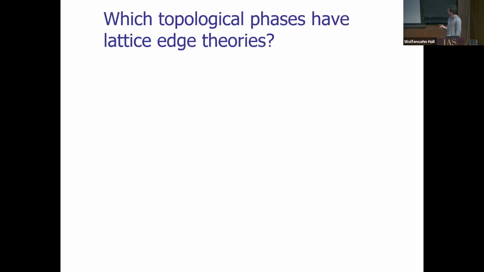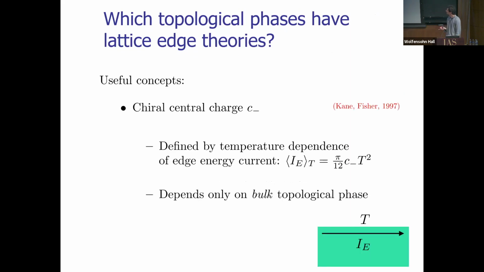A basic question you can ask is, more generally, which topological phases have lattice edge theories, and what do those lattice edge theories look like? So to answer that question, there are two useful concepts we need to discuss or review. One is the notion of the so-called chiral central charge, also called the thermal Hall conductance. So what is the chiral central charge? It's a rational number that is defined for every topological phase.